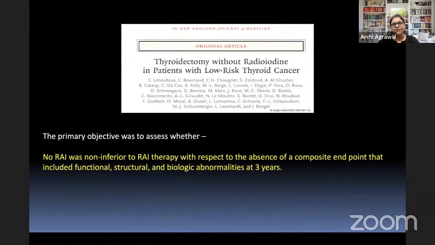So the primary objective of this study was to see whether no RAI was non-inferior to RAI therapy with respect to absence of composite endpoints, which were functional, structural, and biological abnormalities that were seen at 3 years. So functional means they looked at radioactive iodine scans, structural, they looked at ultrasound of the neck, and biological was TG levels at 3 years after total thyroidectomy, whether the patient was treated or not treated with radioactive iodine.